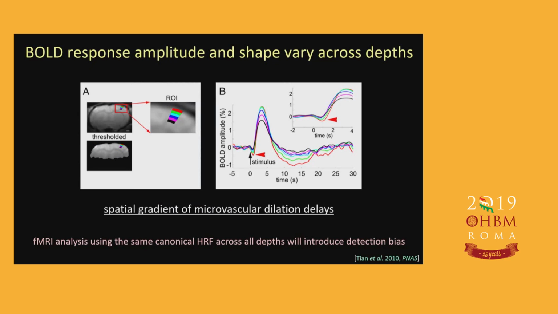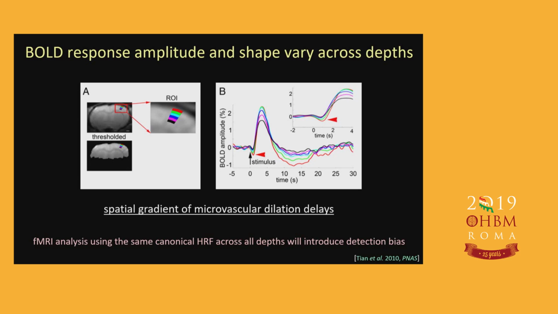So this is nice work from Anna Devor's group looking at mouse cortex. You can see in this red ROI, corresponding to the red trace shown on the right, the BOLD response is a little bit larger. Also note that it has a very pronounced post-stimulus undershoot, and it also appears to have a little bit of an initial dip in this red contour.